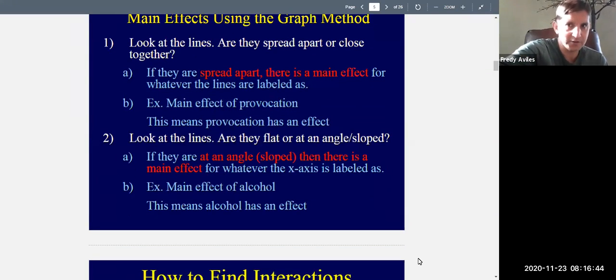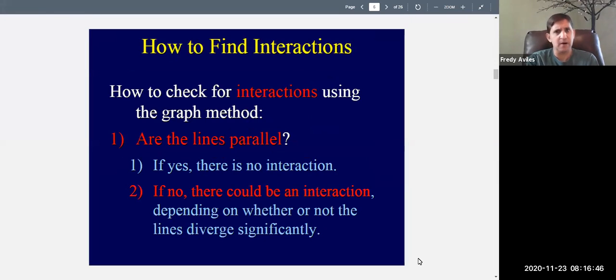Now, what about interactions? We have to be concerned about interactions when we do these factorial experiments, or these factorial designs. So one thing is to look for main effects, to look for a simple effect of alcohol or a simple effect of, let's say, provocation. Another thing is to find an interaction. Remember, an interaction means that the effect of one thing depends on another.